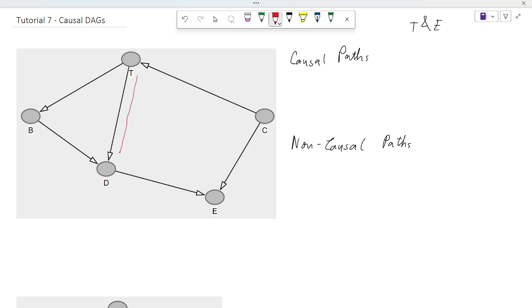I can see this one path that goes to D and then it goes to E. So I'm gonna write this down. T goes to D and then D goes to E. Let's see what else can we find here. There is this particular path as well. T goes to B and then B to D and then D to E. So let's note down this one as well. T, B, D, and E.